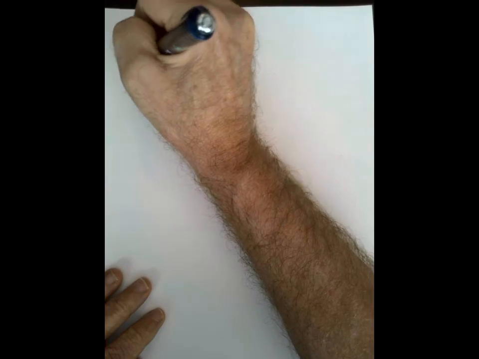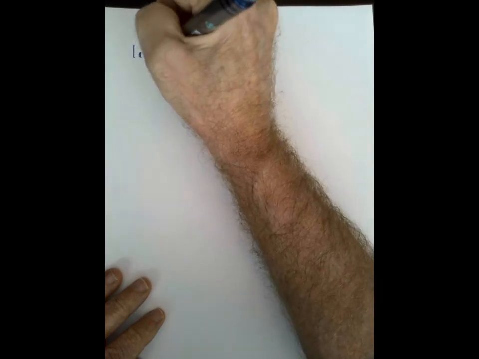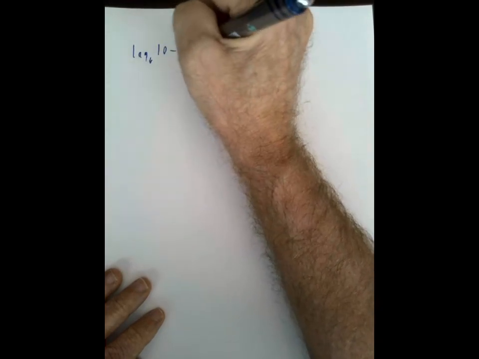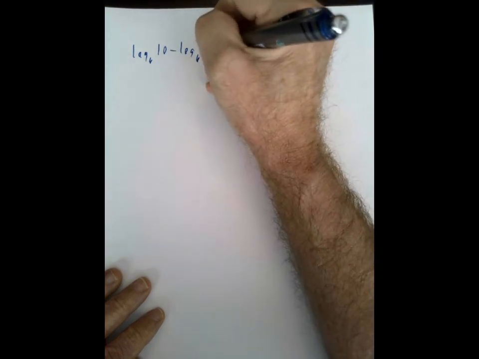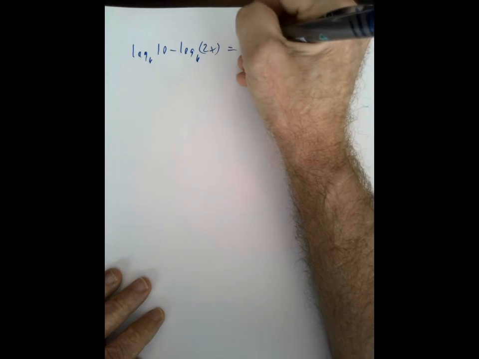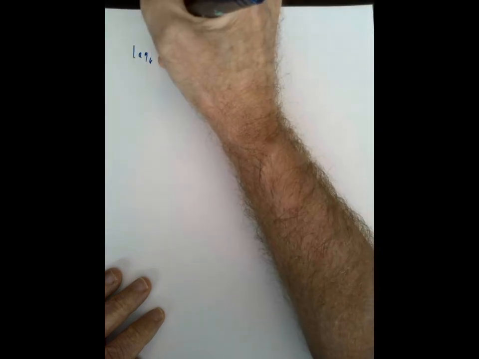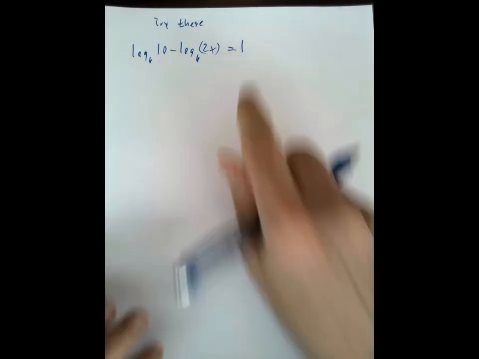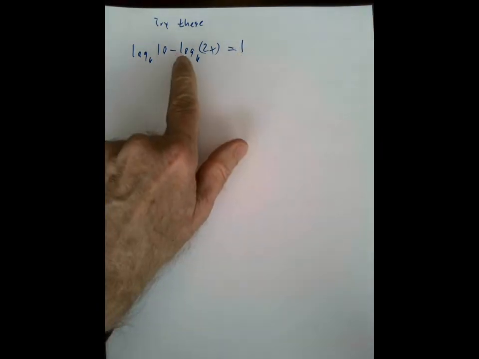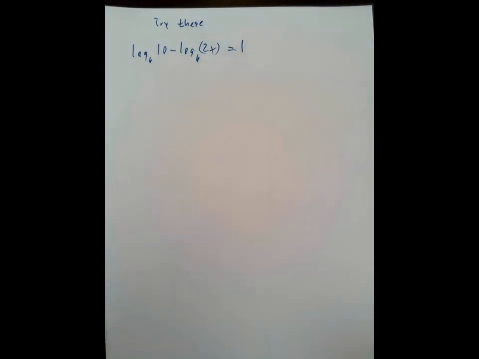How about log base 6 of 10 minus log base 6 of 2x is equal to 1. So try these. These are ones where there's a log on only one side. So let's try another one here.